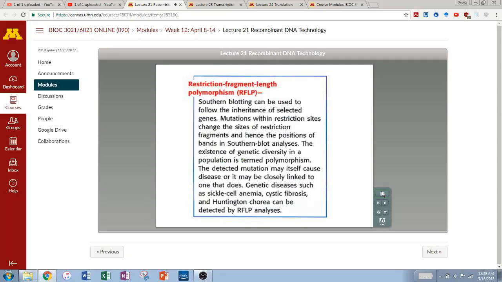Southern blotting can be used to detect genetic diseases that arise from mutations within genes. Mutations within restriction sites affect the size of restriction fragments, and this alters the electrophoretic migration of the DNA fragment. The detected mutation may either cause the disease directly or be closely linked to the mutation which causes the disease.